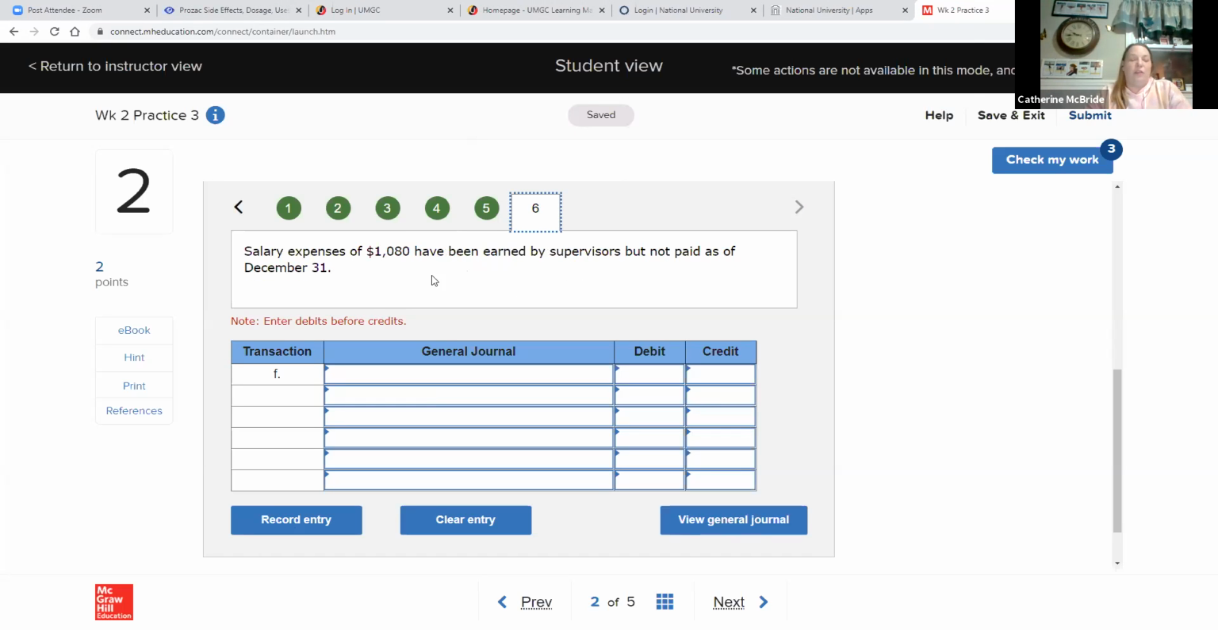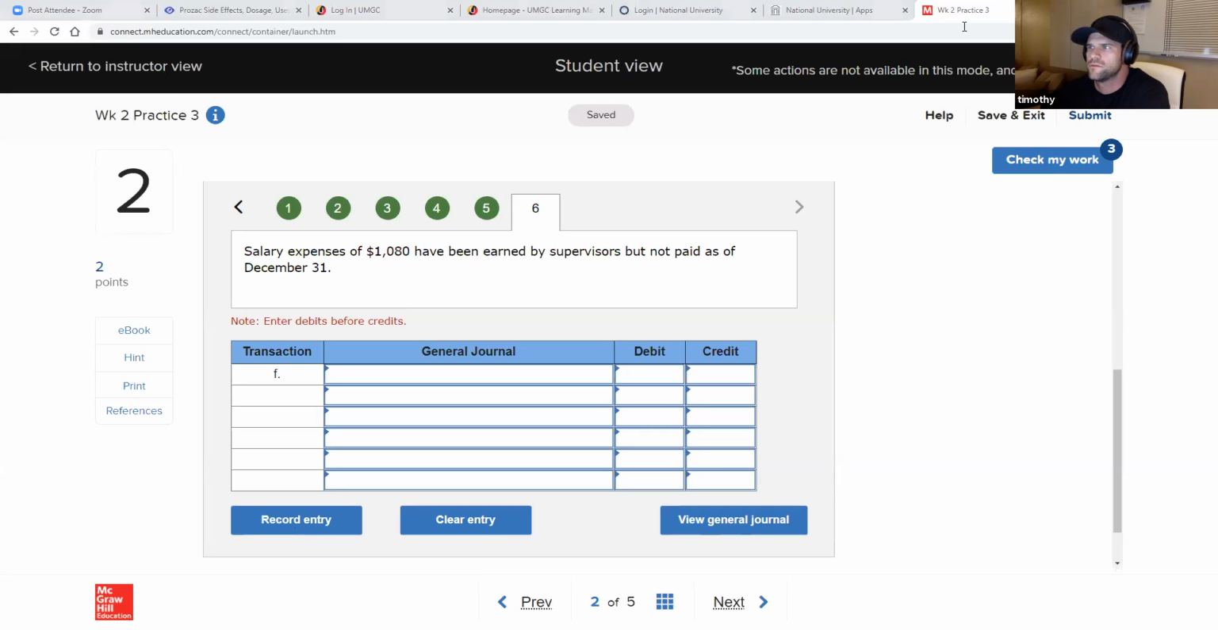And the last but not least on this one, salary expense of $1,080 has been earned by the supervisors, but we haven't paid it yet. What two accounts are affected? Salary payable and salary expense.